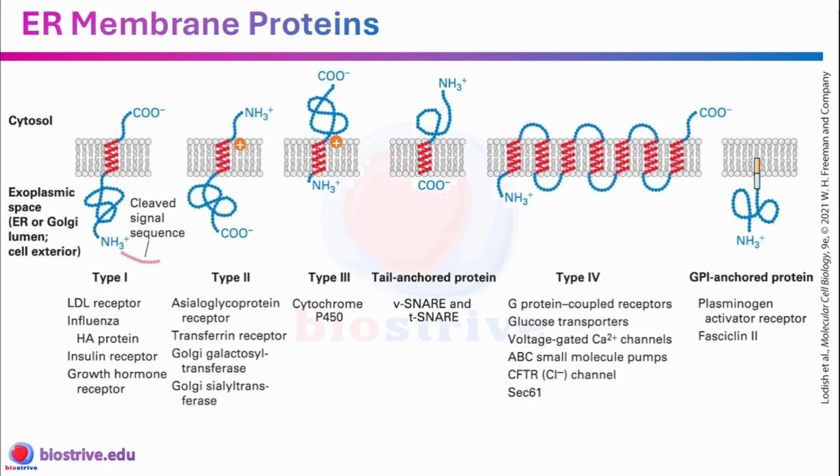Here is the chart showing all the type 1, type 2, type 3, and type 4. Another two types are tail-anchored proteins, which are mostly transferred post-translationally, and GPI-anchored proteins as well, which are modified after they are transported inside the membrane. We will see this mechanism. The specific examples are also given right here. You can study on your own.